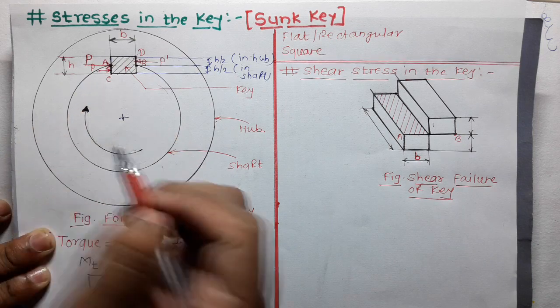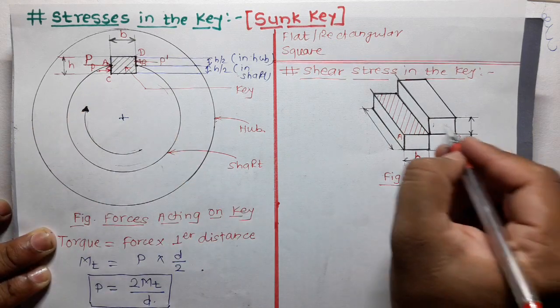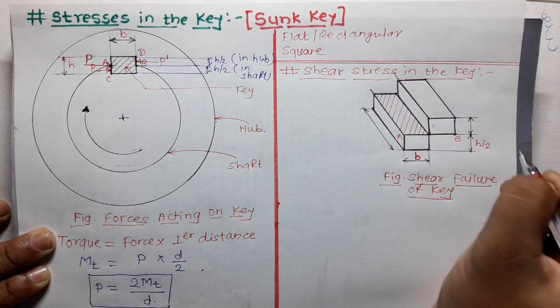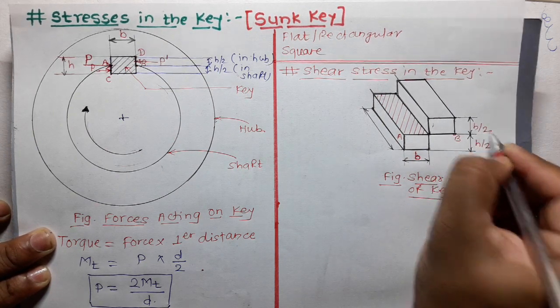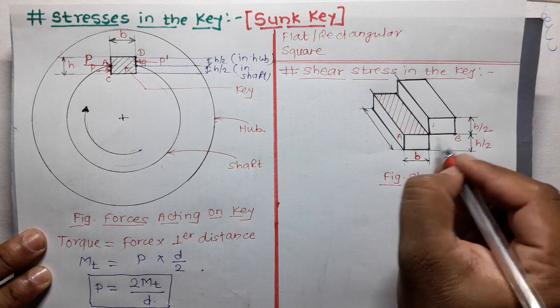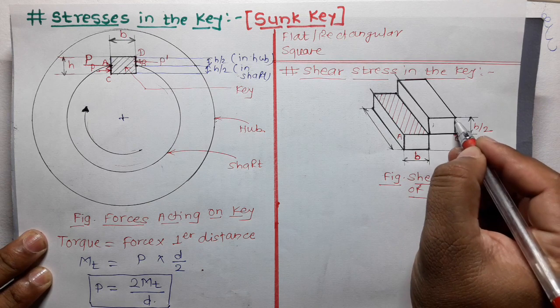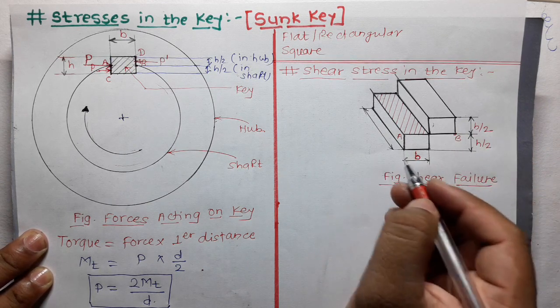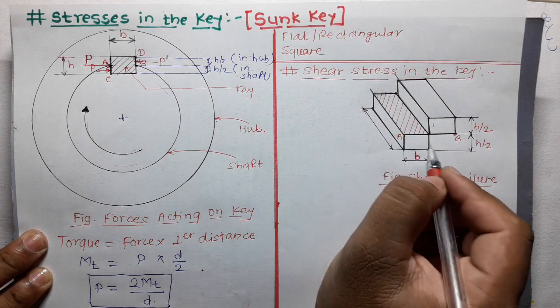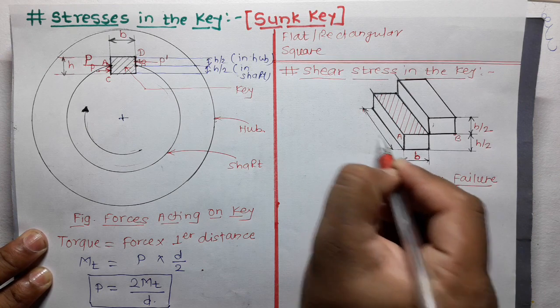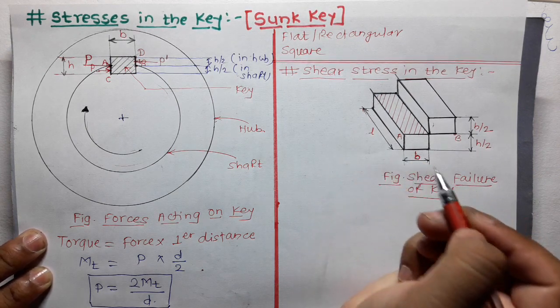This is the width B that remains the same, but the height gets divided in this diagram because this half portion having height h by 2 is in the shaft and the other half having height h by 2 is in the hub. Now the third dimensional parameter for this key is the length. So this is the dimension of this key, that is length L.